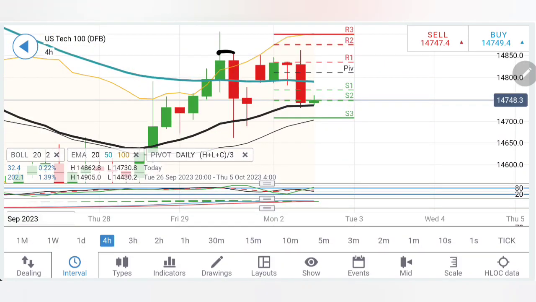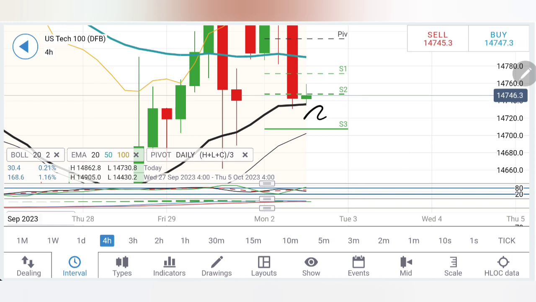If you look at 4 hour chart, see the great wall is here at 14,840, 850 zone. Very strong resistance is seen here. Support from the 20 period, let it stay below the 20 period moving average, and then the bearishness might continue.